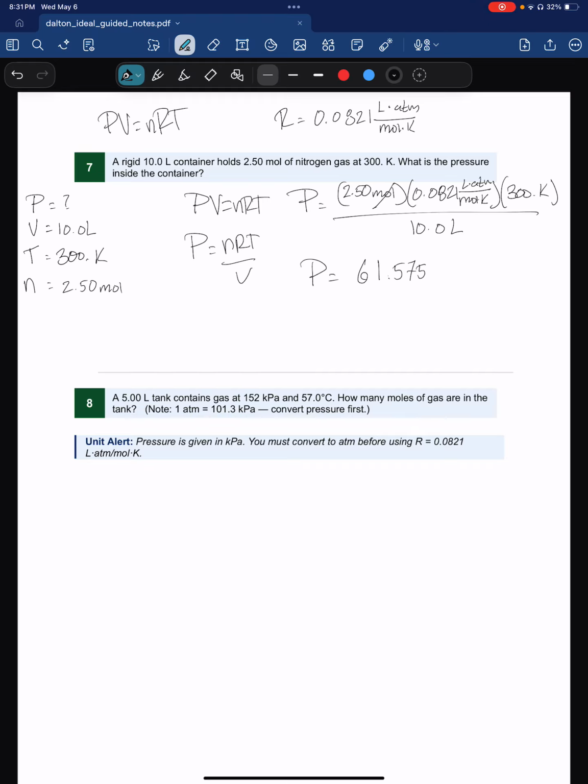61.575. Moles cancels with moles, Kelvin cancels with Kelvin, liters cancels with liters, and we're left with atmospheres. 3 sig figs, 3 sig figs, 3 sig figs, 3 sig figs. We need 3 sig figs in our answer. So my pressure is 61.6 atmospheres. Awesome. All right, let's go ahead and look at question 8.